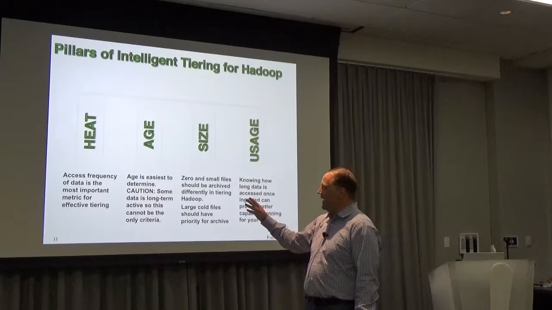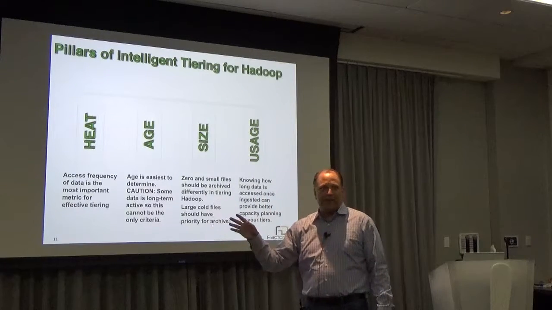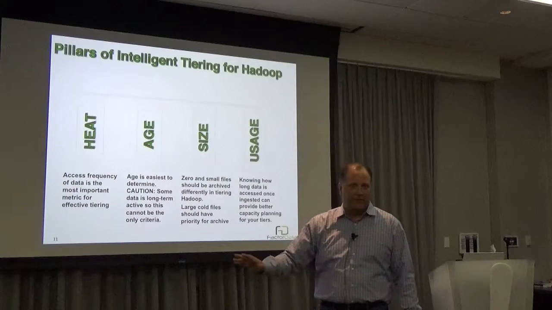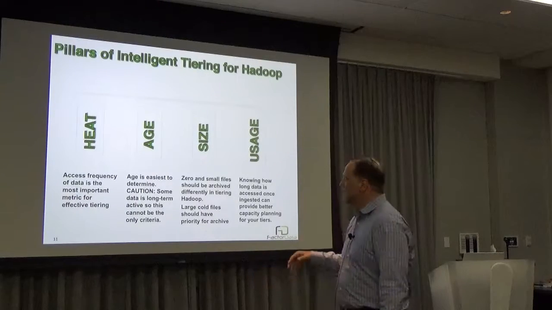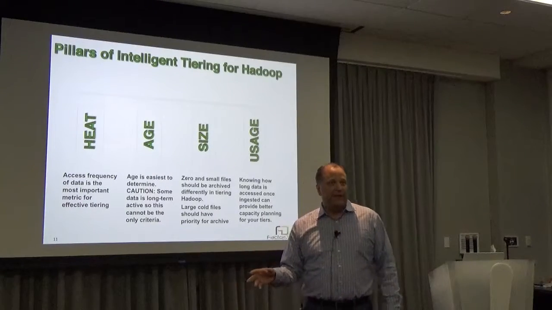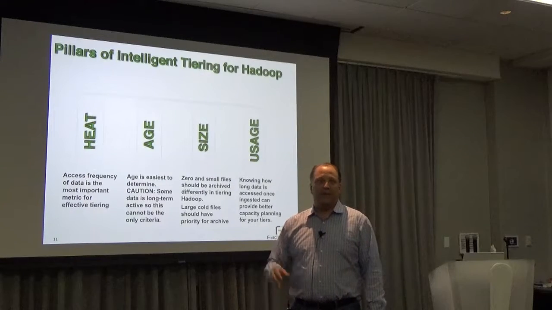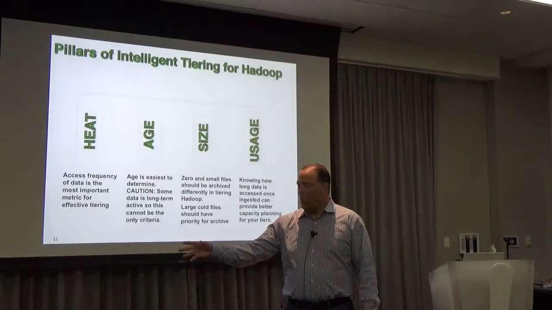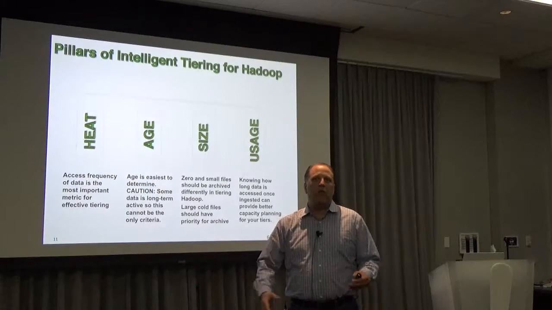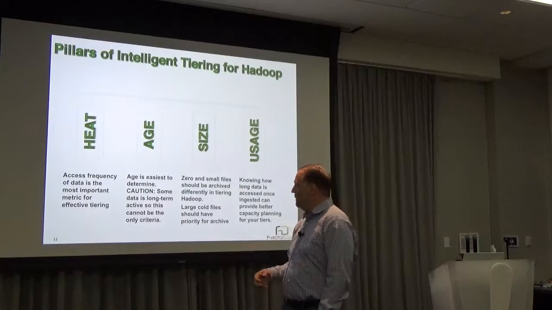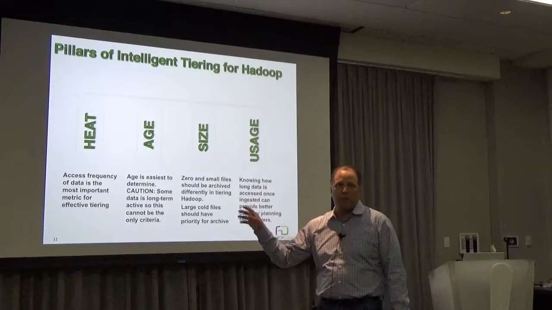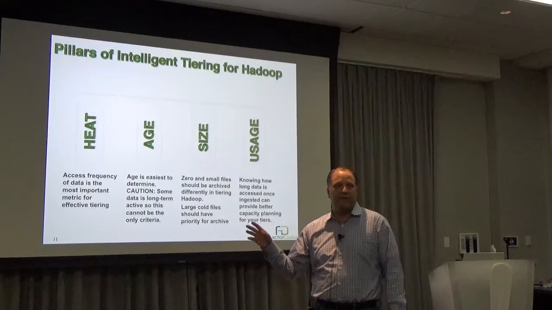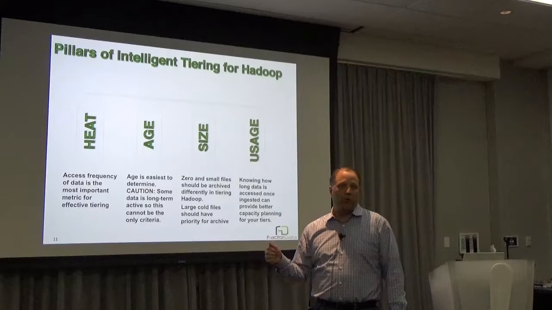So let's go down the line here. Heat. Heat is probably the most important of them all. And what we mean by heat is the access frequency of that data. How often do I access that data? When's the last time I accessed that data? When do I normally access data within the environment? So heat is a very, very important component. Knowing the usage patterns of your data is very important to doing this right.